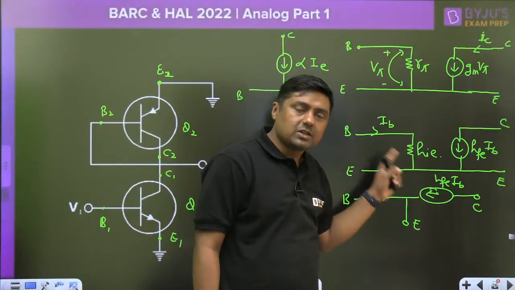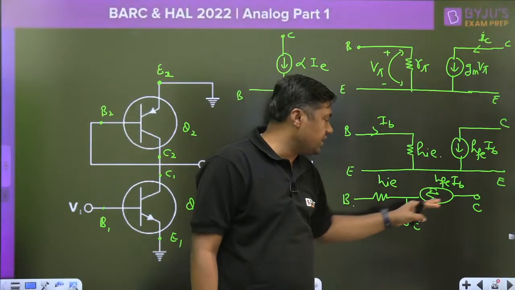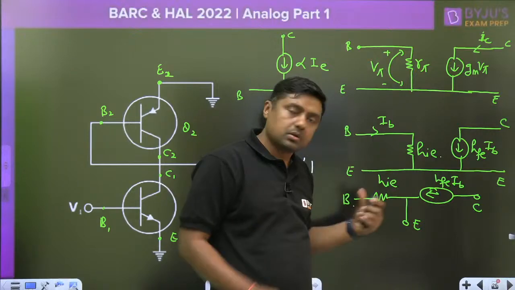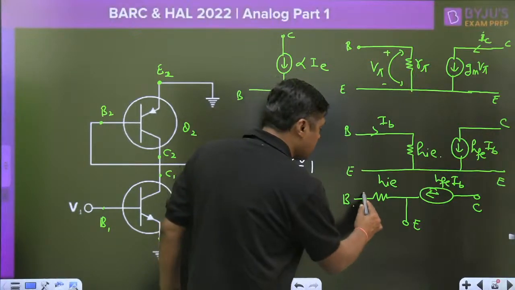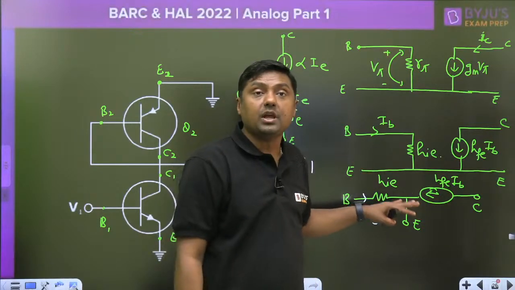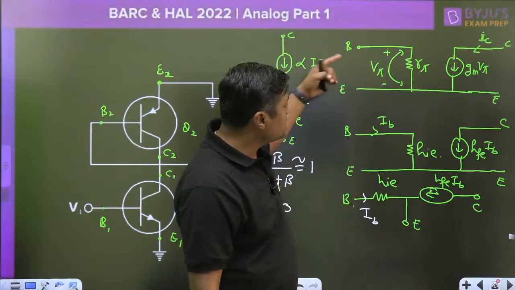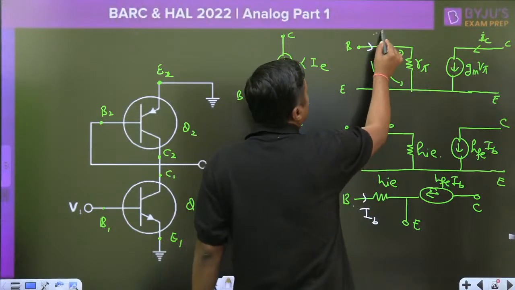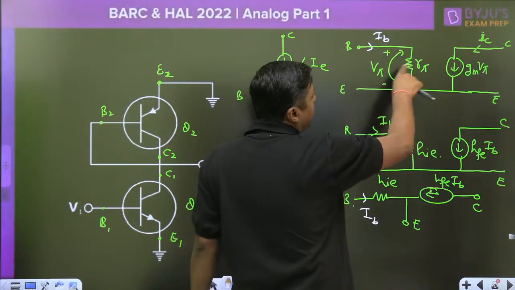This is called the H parameter model, HI. That is just like a T model: emitter, collector and base, with proper connection. Always remember this is the base current. This is the HFE-IB. The same model is valid for PNP and NPN transistors. This is called the pi model. This is the IB. This is the pi model.